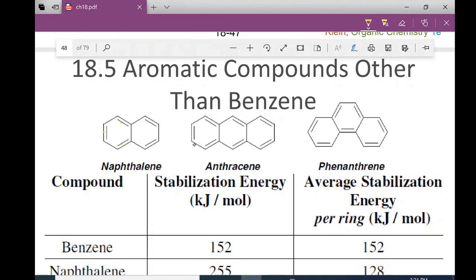So this is 1, 2, 3, 4, 5. That's an odd number, so that could be aromatic. Then 1, 2, 3, 4, 5, 6, 7. So that's an odd number. And 1, 2, 3, 4, 5, 6, 7. So that's an odd number.